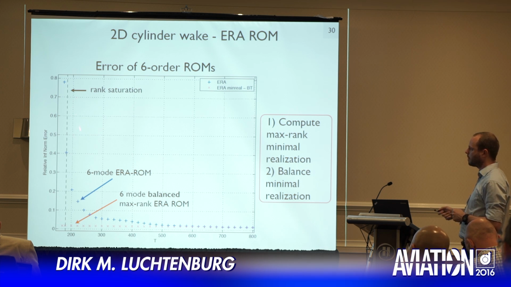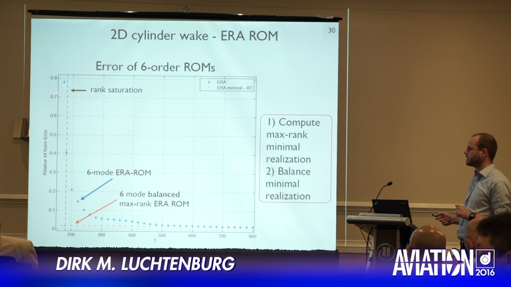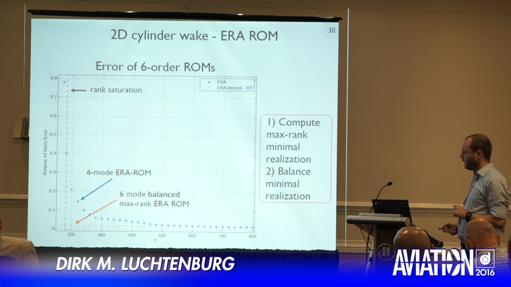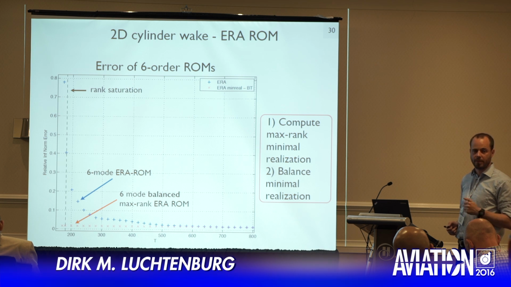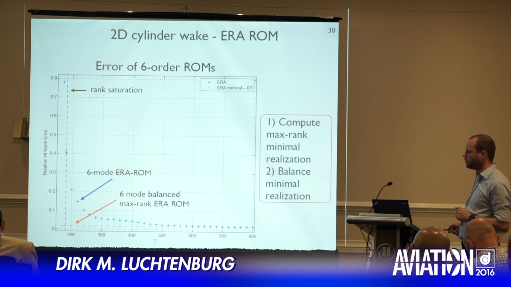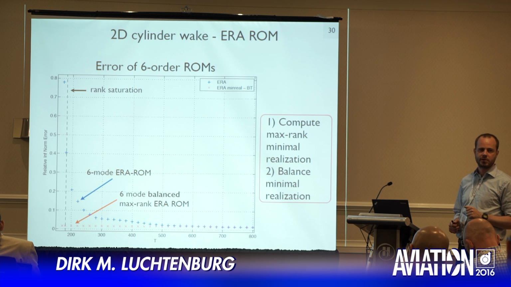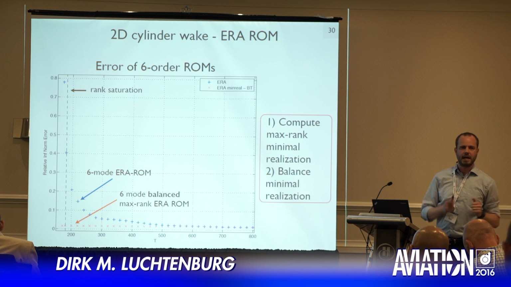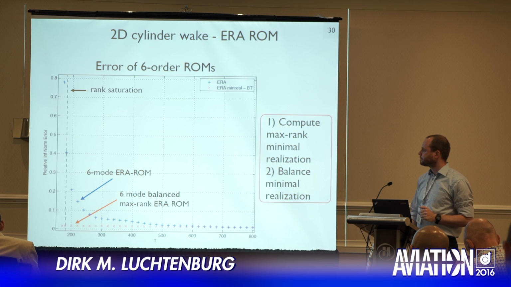Now, if you just do plain ERA, so you don't do any post-processing on the ERA, and you just keep 6 modes of your data, then as you go forth in time, you see that it takes really long to get this error down. Whereas if you balance the model with BPOD or balanced truncation, then you achieve this small error almost right away. So the message here is really to keep as high an order with ERA as you can, and then balance that model that you have.